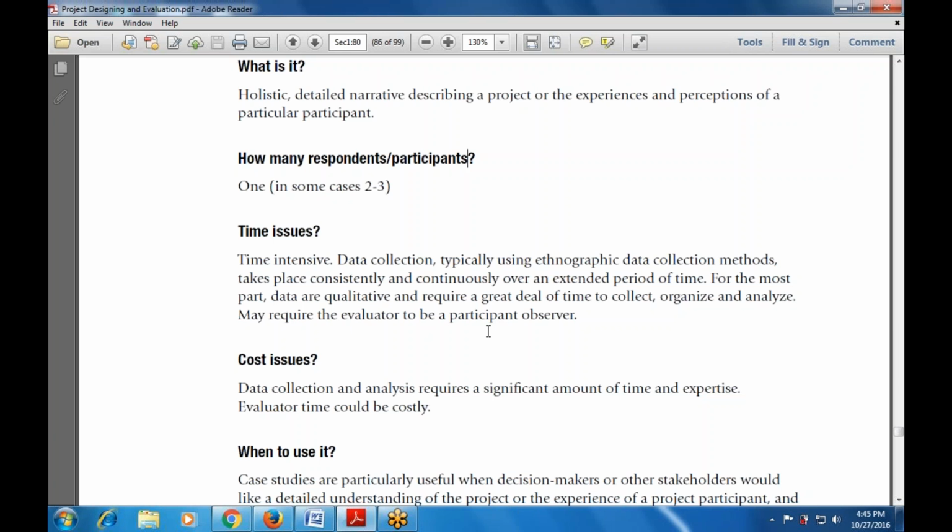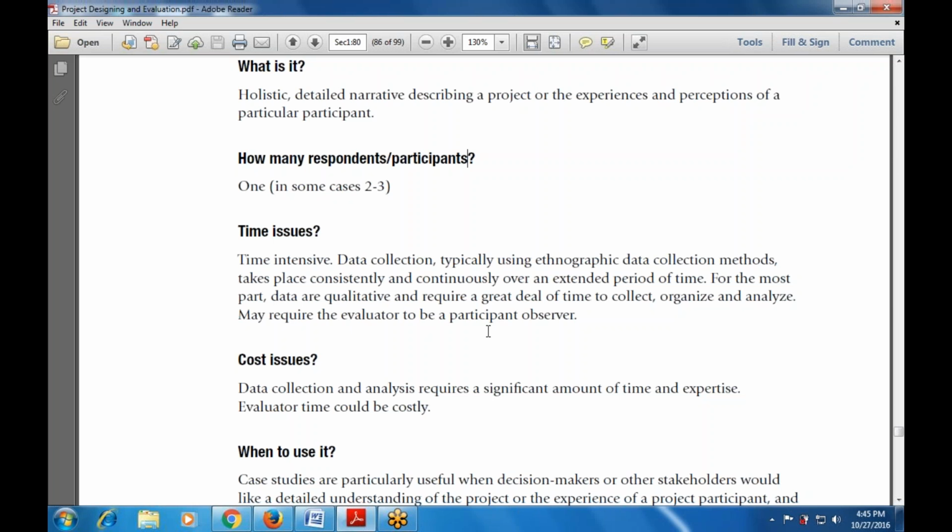Then the next one is the cost issue. What is the cost issue? Data collection and analysis also require a significant amount of time and expertise, and the evaluation time could be very costly. That will be very costly for the data collection.